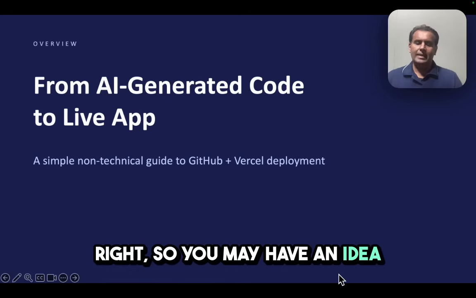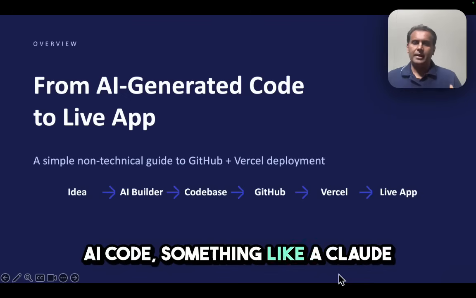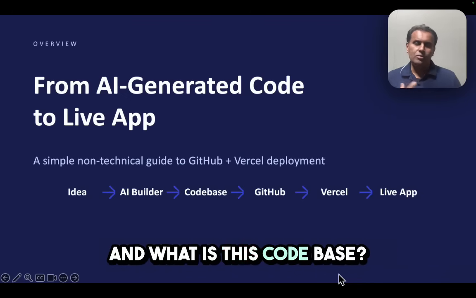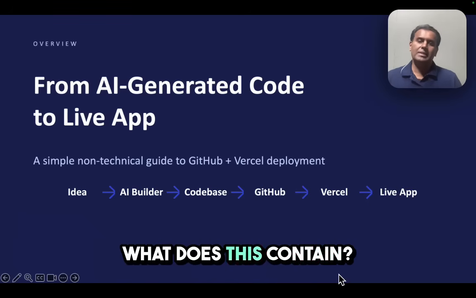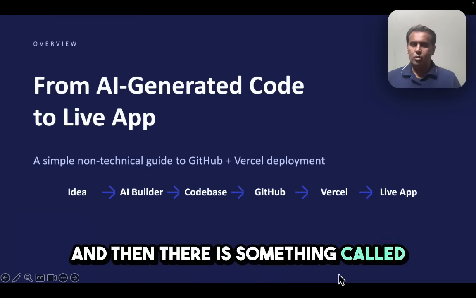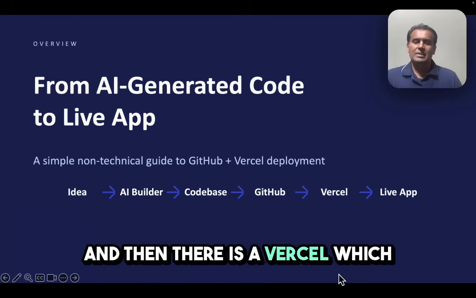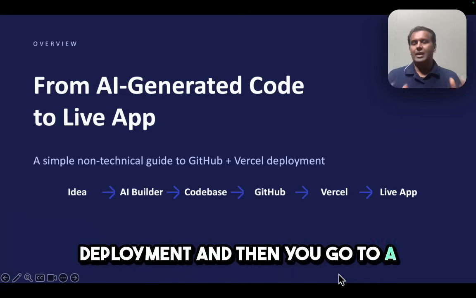So you may have an idea, but then how do I use AI to code, something like Claude, or maybe there are various other tools to build it, and what is this code base? It generates a code base. Should I know this code base? What does this contain? And then there is something called GitHub where you save the code, and then there is Vercel, which is what I call a build deployment, and then you go to a live app.